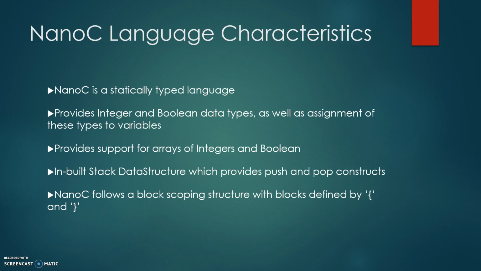Thank you, Vipul. My name is Prabhanjan and I will walk you through some of the NanoC language characteristics. Now, NanoC is a statically typed language, and NanoC provides two basic data types called integer and boolean. And we also provide two compound data structures called arrays and stacks. And NanoC follows a block scoping structure, which means just like the C programming language, the blocks begin with an open parenthesis and end with a closed parenthesis.